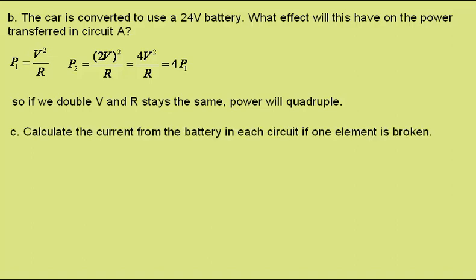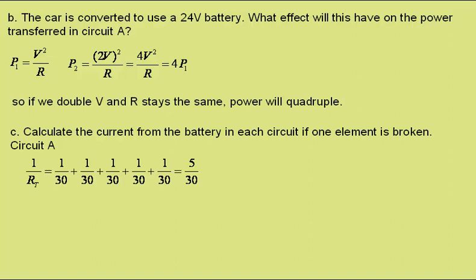Part C. Calculate the current from the battery in each circuit if one element is broken. Well, first for circuit A. In this case, 1 over the total resistance will be 1 over 30 for each of the elements, but now we only have 1, 2, 3, 4, 5 elements, giving 1 over R total as 5 over 30, so the total resistance is 30 over 5, or 6 ohms. From Ohm's law, I equals V over R, we still have our 12 volts, now with 6 ohms, we have a reduced current of 2.0 amps.